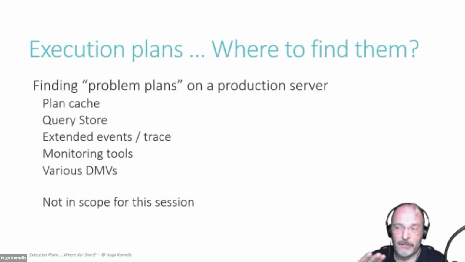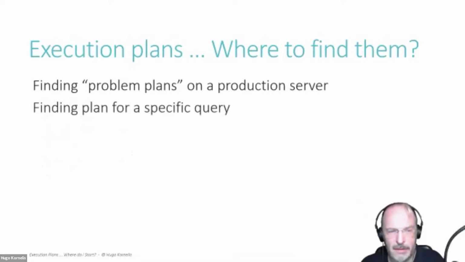I have a list of resources on the screen: Plan Cache, Query Store, Extended Events. Well, you can read them all. Those are all good sources to answer this question. I'm not going to talk about them, but at the end of the session, I'm going to show a list of resources for further reading, which includes a book that covers all these tools that you can use to find problematic execution plans on a busy server.